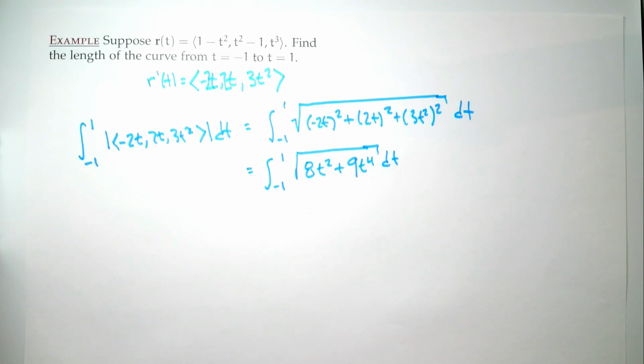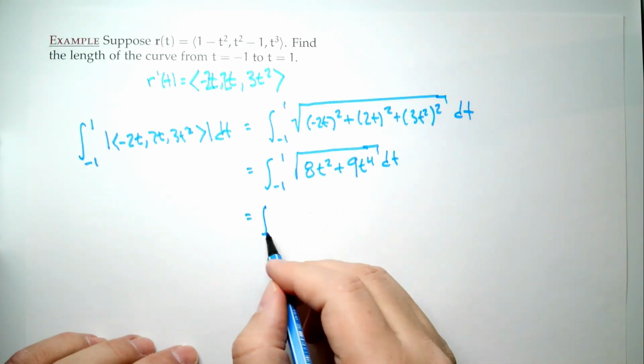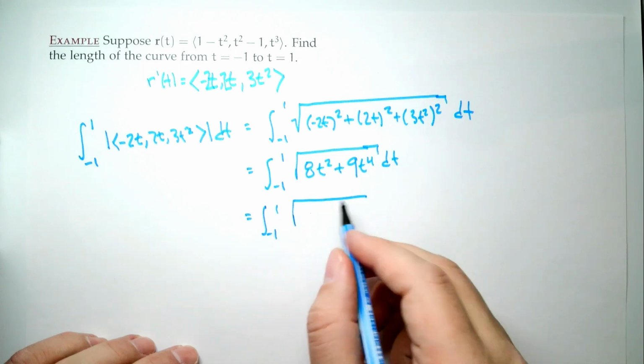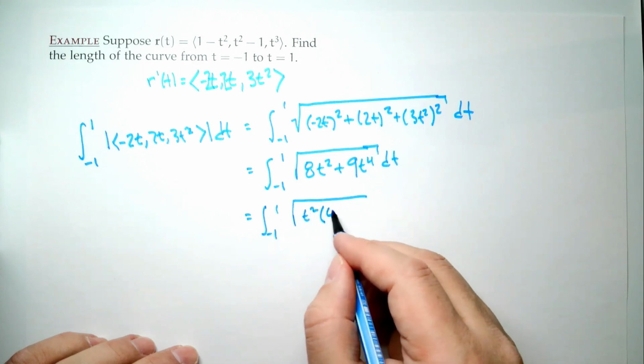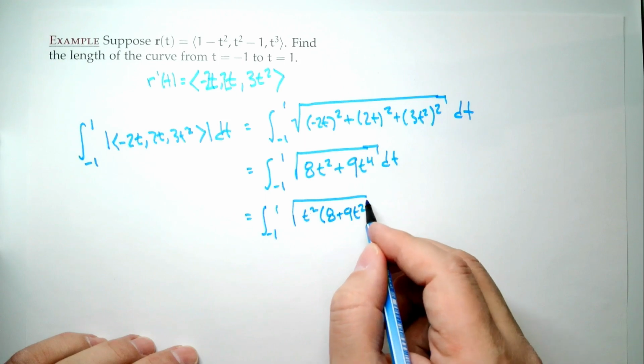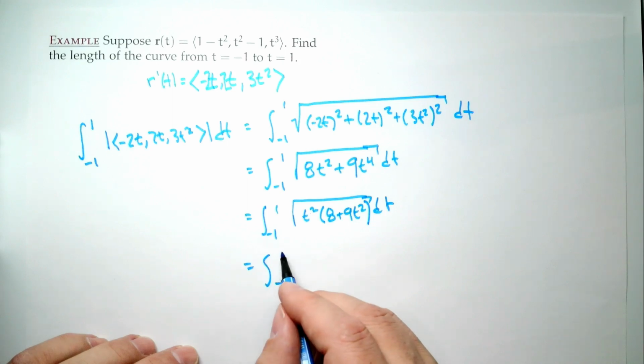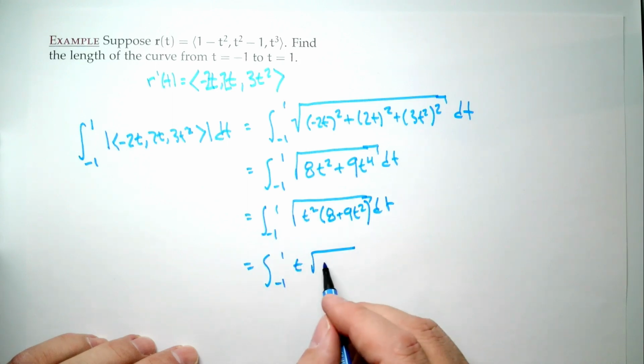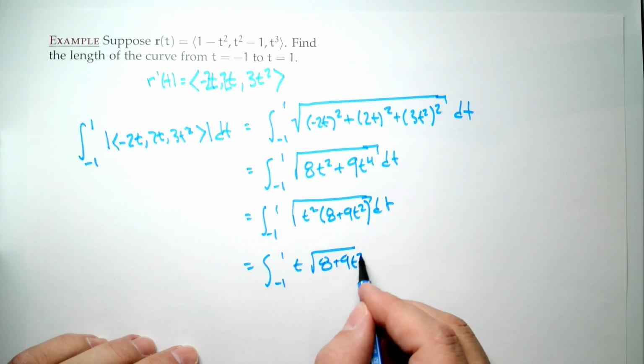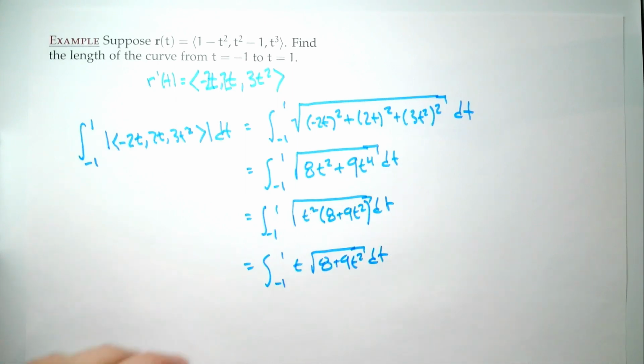Yeah, certainly they have something in common. So let's take what they have in common. They have t squared in common. So this becomes the integral from -1 to 1 of the square root of t squared times (8 plus 9t squared), dt. Well, okay, pull out the t squared, so -1 to 1 of t times the square root of 8 plus 9t squared. Now, how do we handle the square root, though?